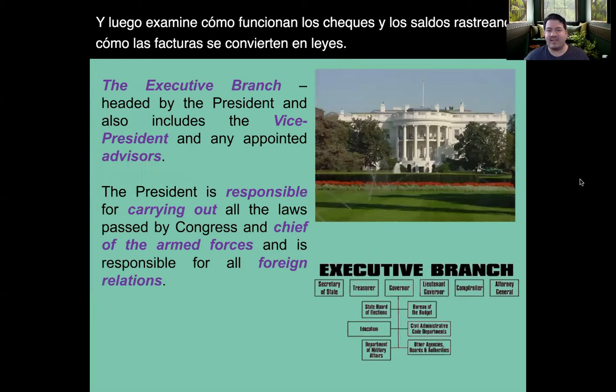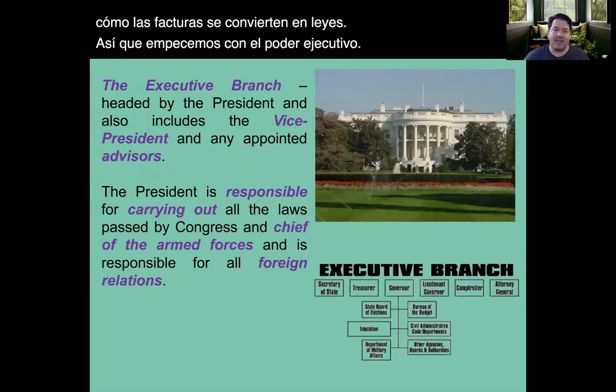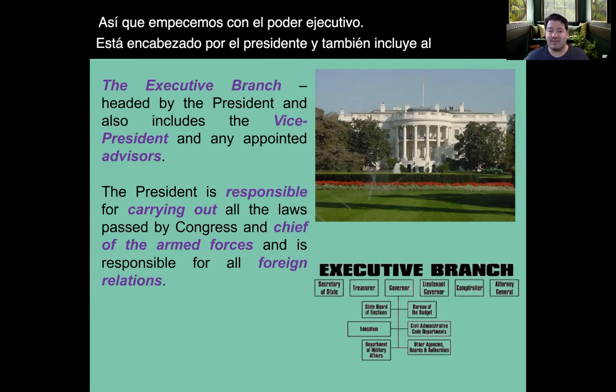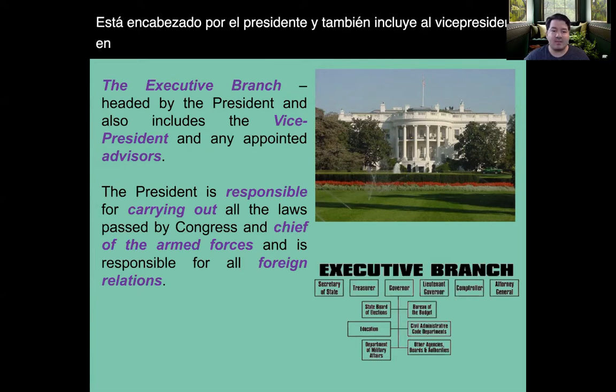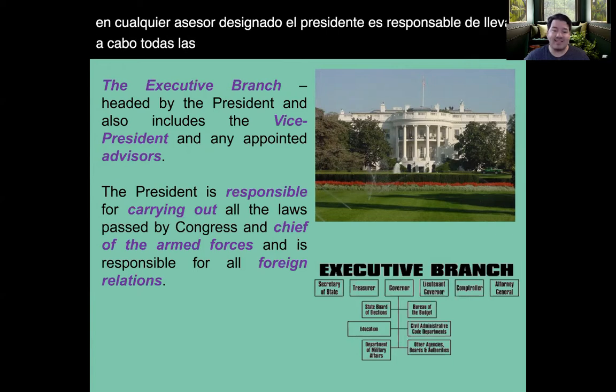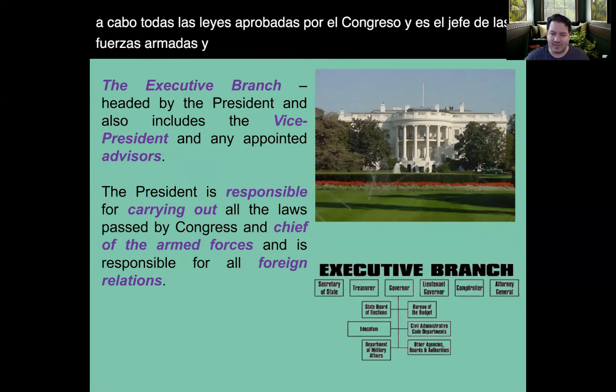So let's start with the executive branch. It's headed by the President and also includes the Vice President and any appointed advisors. The President is responsible for carrying out all the laws passed by Congress and is the chief of the armed forces and is responsible for all foreign relations.